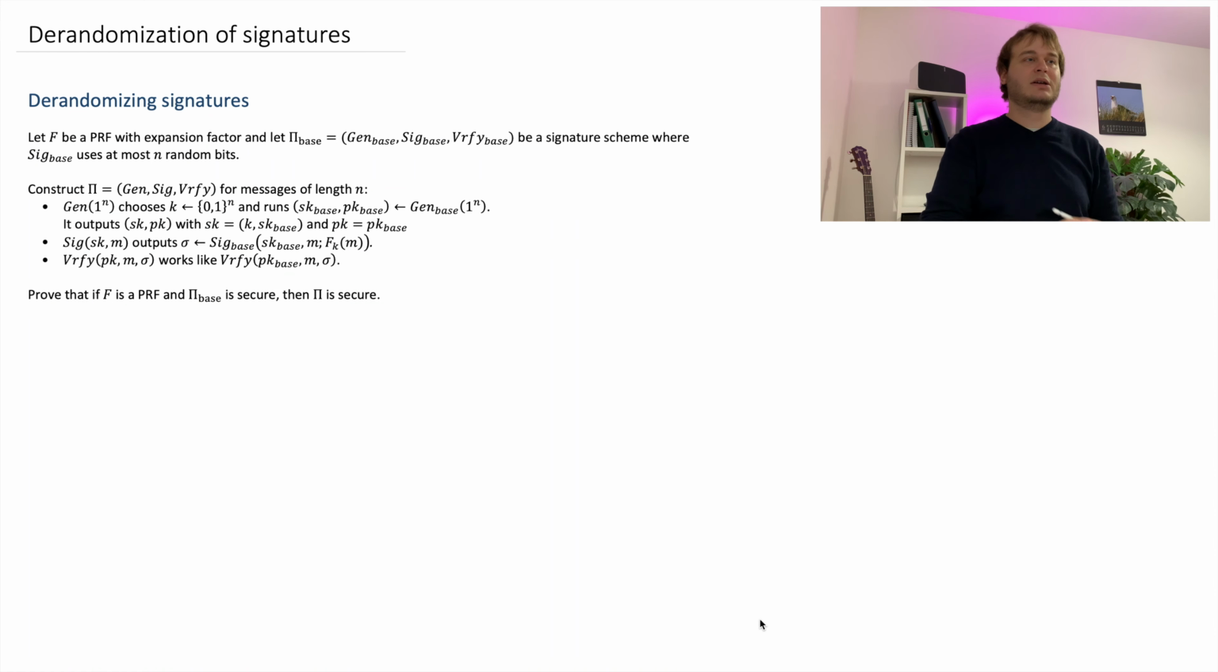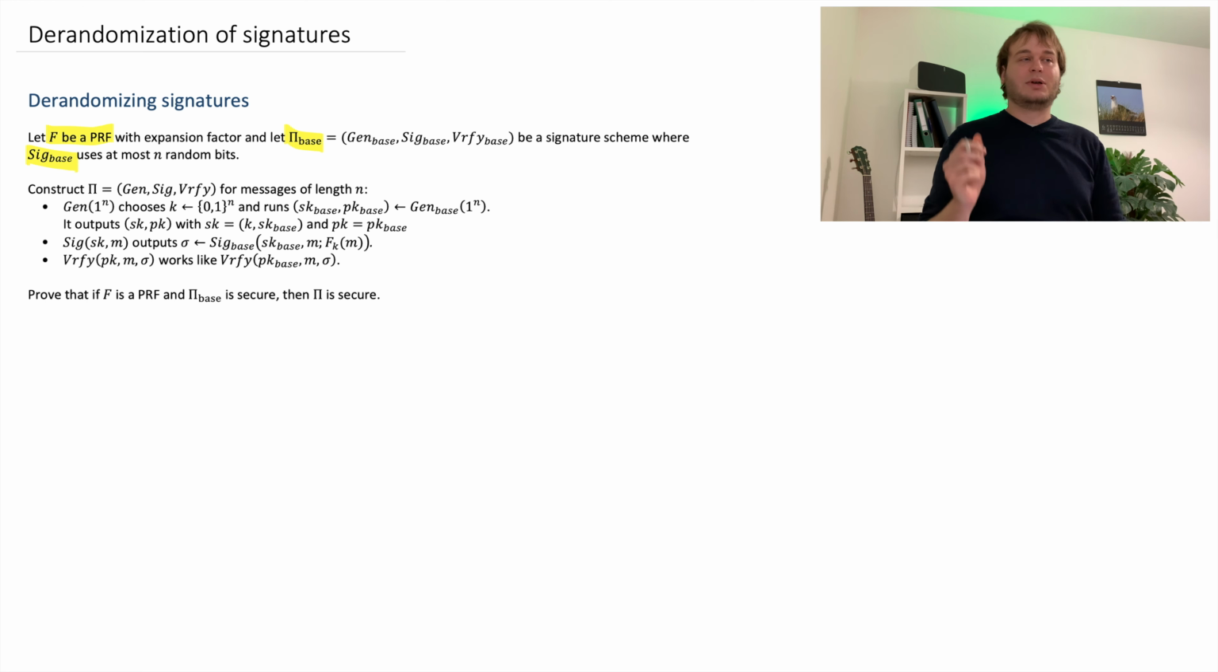Hey, welcome back. We'll first talk about how to get rid of randomized signatures using just a PRF, and then we'll talk about how to apply this to the tree-based construction in order to make it not just not random anymore, but also stateless. So we'll start with the signature scheme pi-base, and for simplicity, let's assume that the sign algorithm of this signature scheme uses at most n random bits.